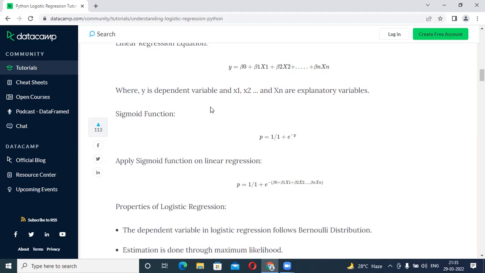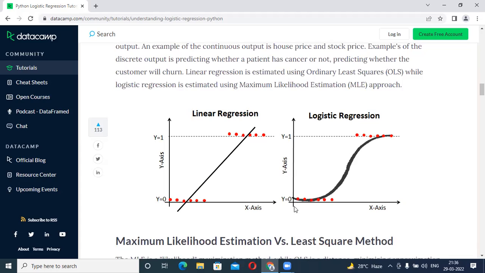A sigmoid function is very useful when we are dealing with a binary classification problem. The sigmoid function is defined as 1 by 1 plus e to the power minus y. This is basically the sigmoid function, and this is linear regression. So this is basically logistic regression.